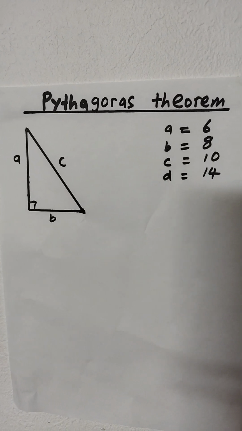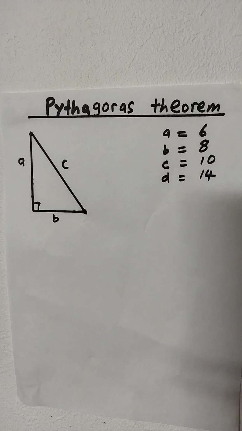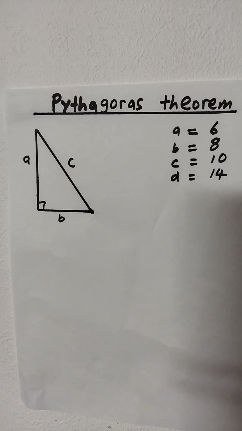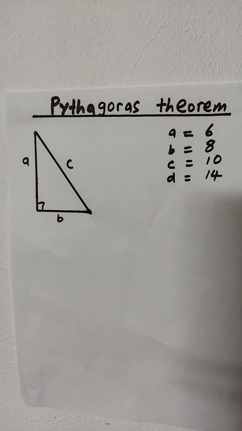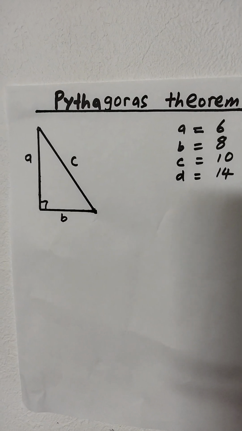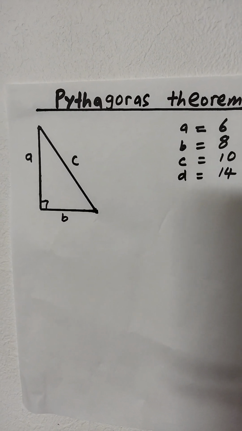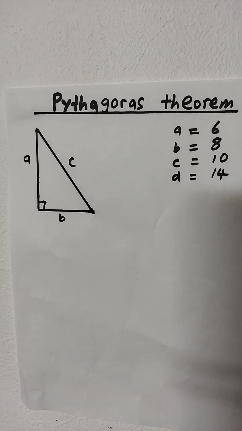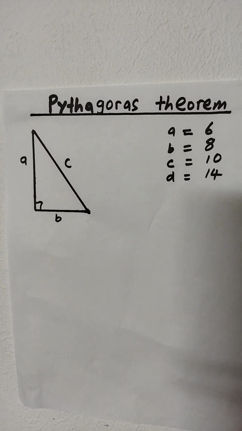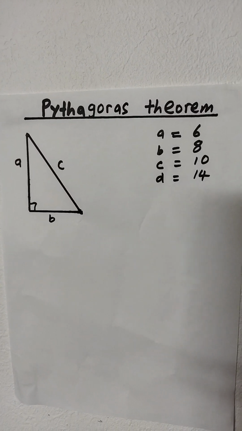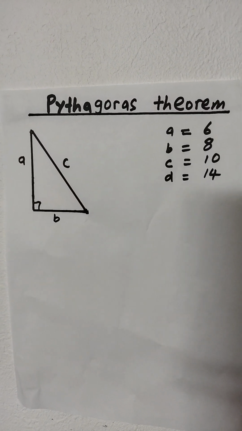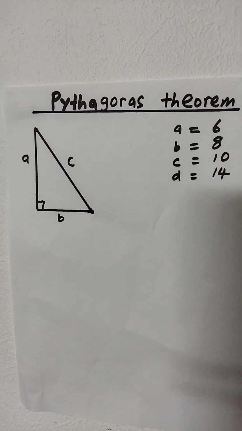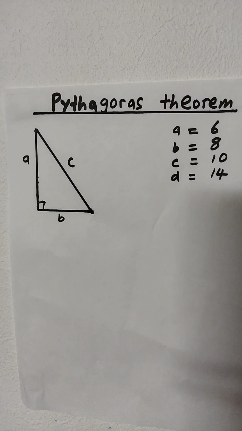What is Pythagoras theorem? The Pythagoras theorem is a geometric theorem that states that the sum of the squares of the two sides of a right-angled triangle is equal to the square of the hypotenuse. The formula of the theorem is a squared plus b squared equals c squared, where c is the hypotenuse and a and b are the other two sides.